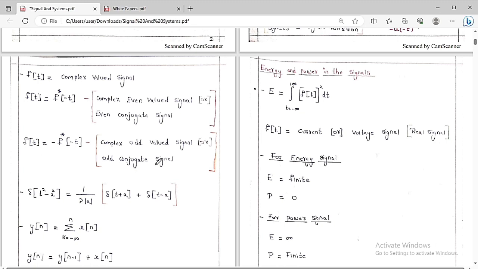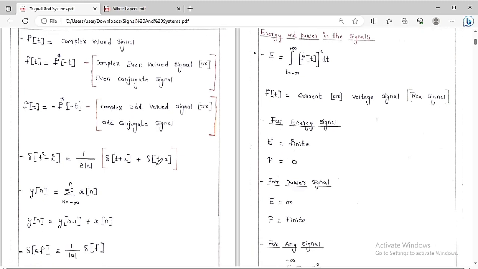So this is what I am trying to tell you. I have already told you one important point. Suppose there is a signal f of t. How to know whether it is an even signal or not? Suppose it's a real valued signal, which means there is no imaginary part in that. Then it is called an even signal when f of t is equal to f of minus t.